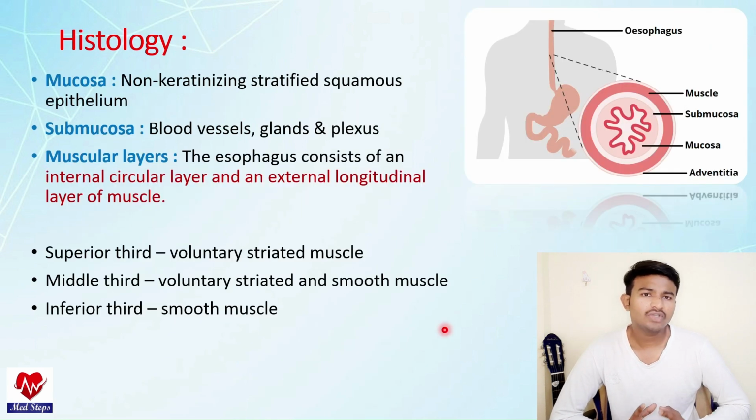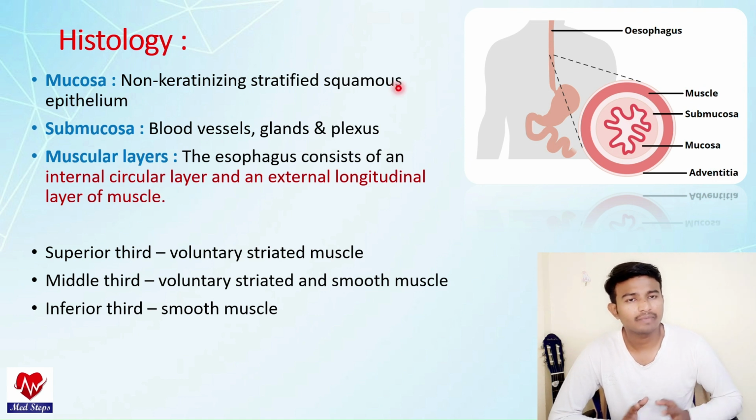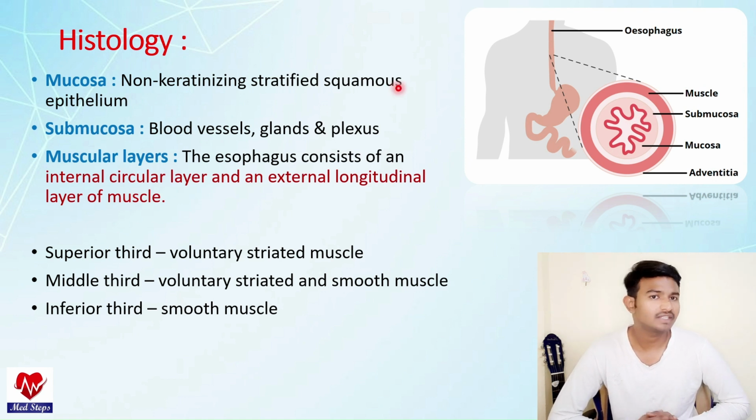Now, the histology of the esophagus. If I cut the esophagus, I can observe four layers: mucosa, submucosa, muscularis propria, and adventitia. The mucosa is made of non-keratinized stratified squamous epithelium. In the submucosal layer you will get blood vessels, lymphatic vessels, a few glands, and a plexus. In the muscular layer you will get two types of layers.